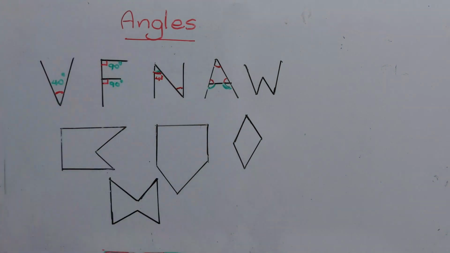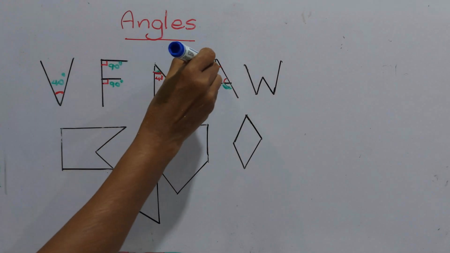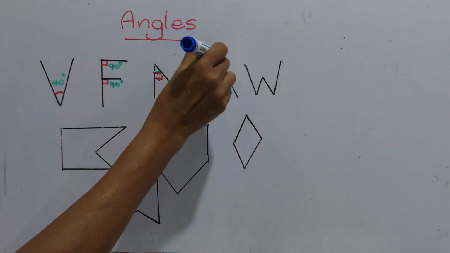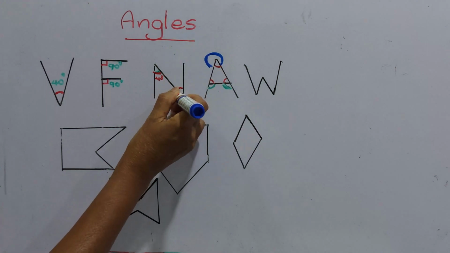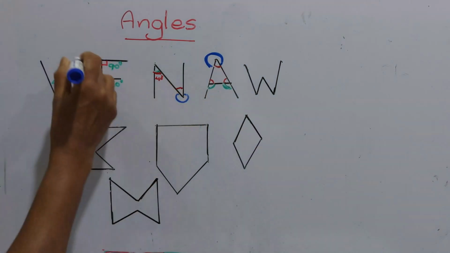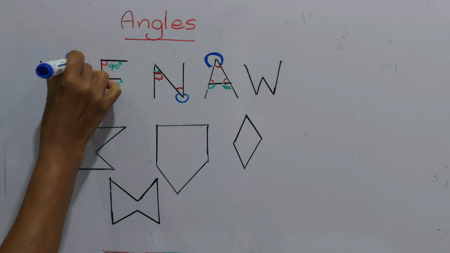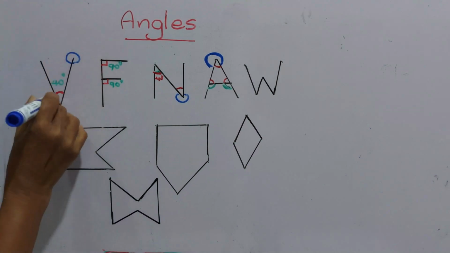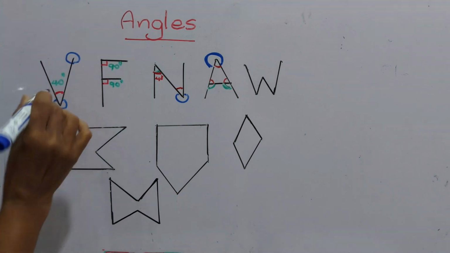And there's another angle, if you think. Can you imagine we learned about this angle? Reflex angle. There's a reflex angle. There's also a reflex angle here. This is 360 degrees here. This is a reflex angle.